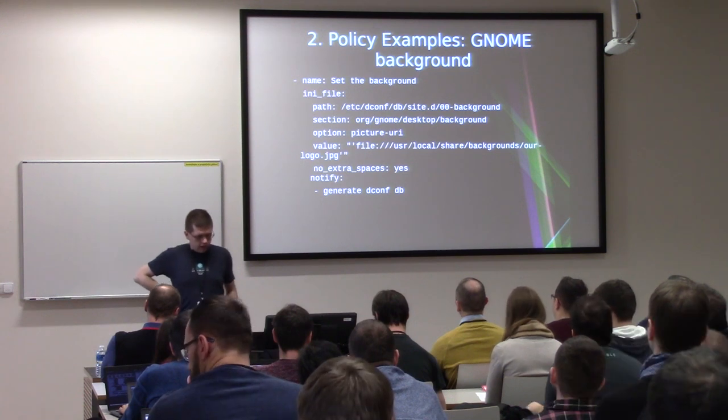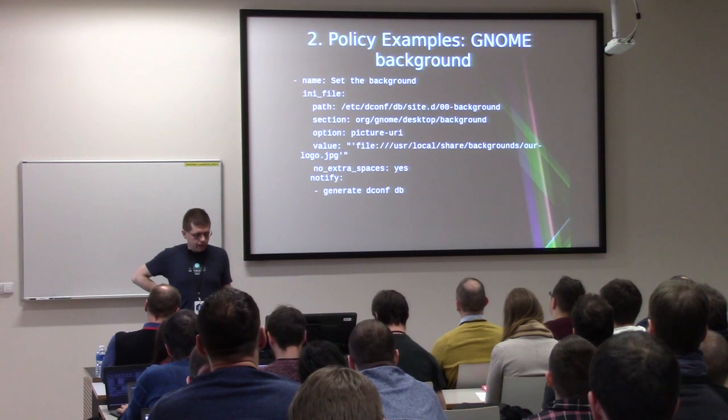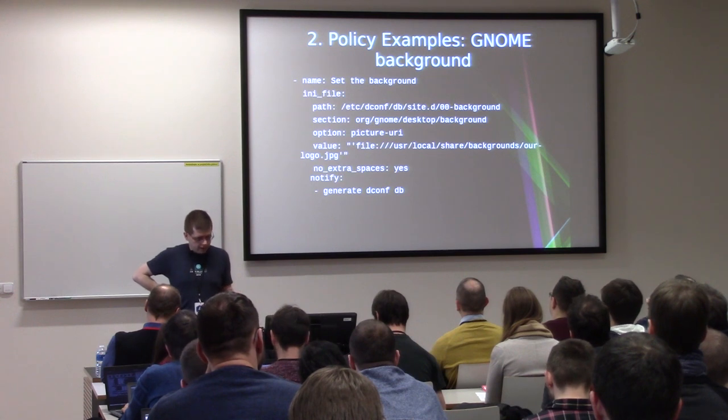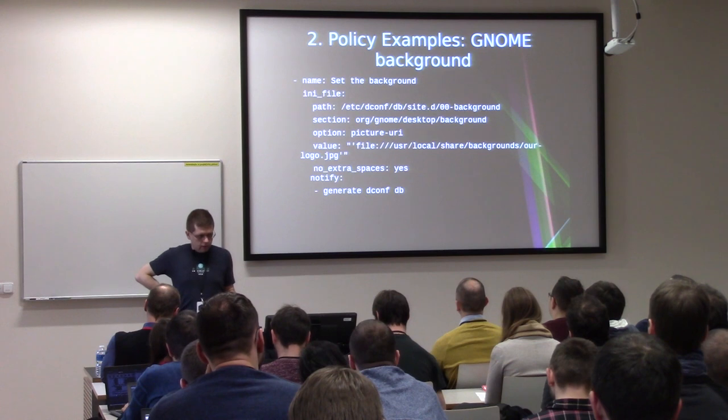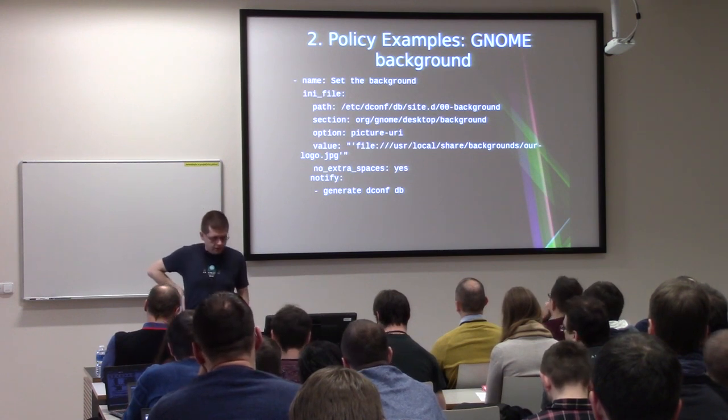So what it's doing here, it's saying there's an ini file. I'm specifying the path to it on disk of the managed system, and the section name, which is sort of like a folder, is org/gnome/desktop/background. The exact option is picture-uri, and the value is a file on disk.